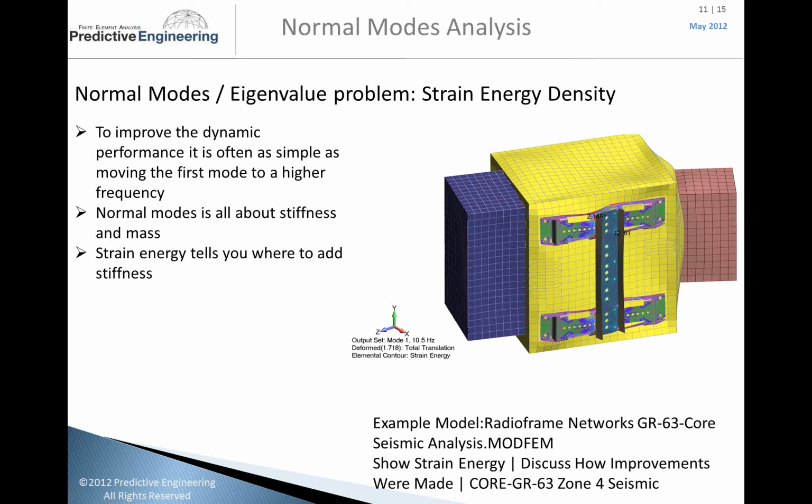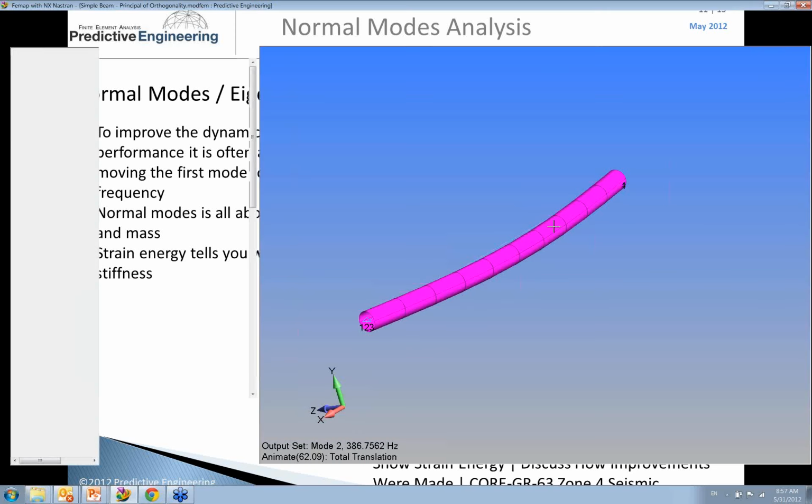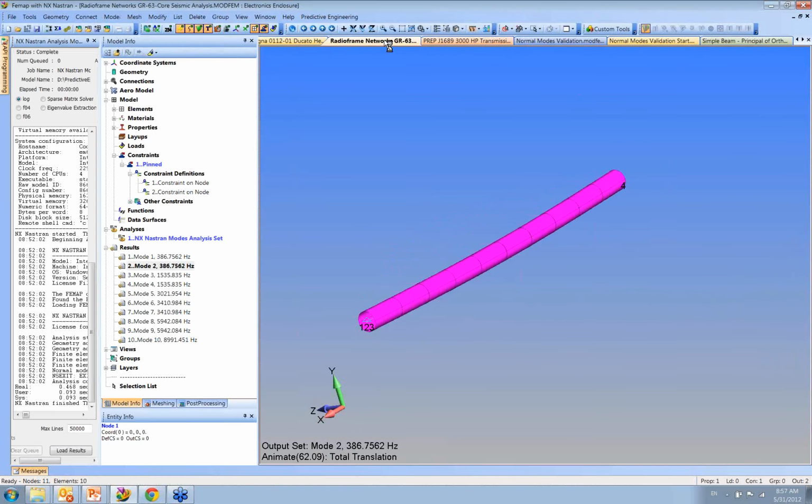I hope that makes sense. What you're doing is locally addressing the problem. You're not hitting it with a sledgehammer. You're pinpointing areas that you want to reinforce, and that's the utility of the strain energy approach.